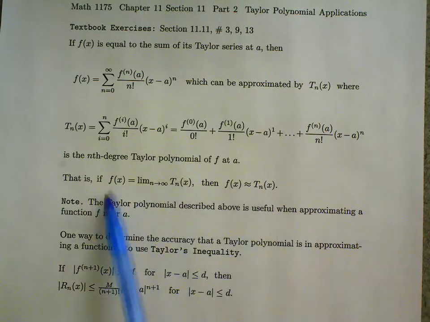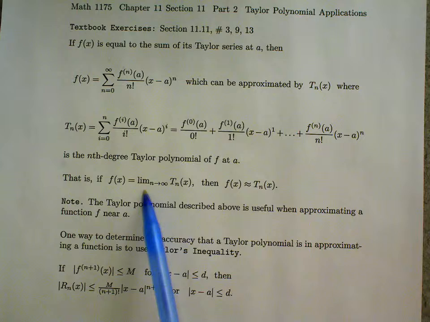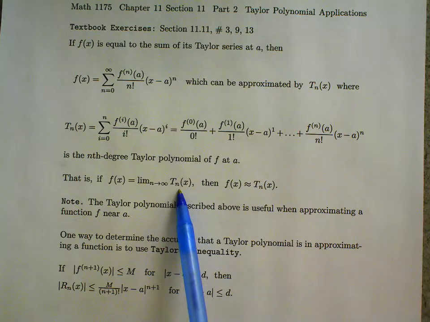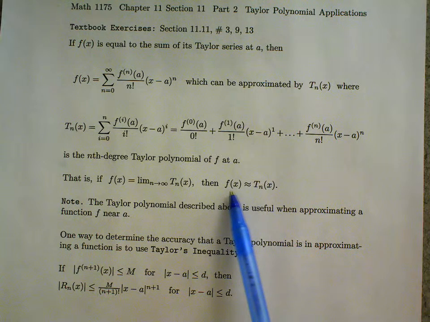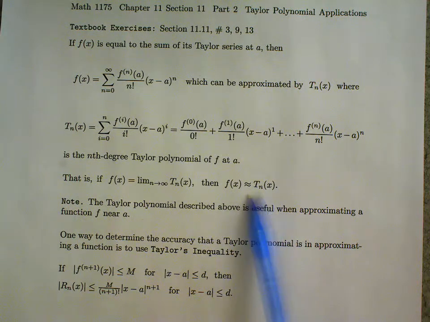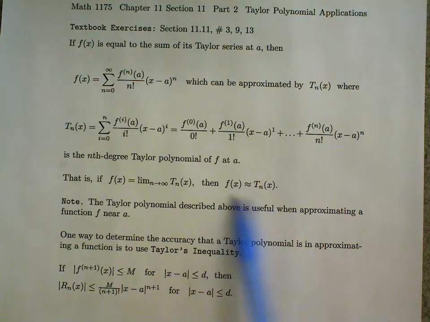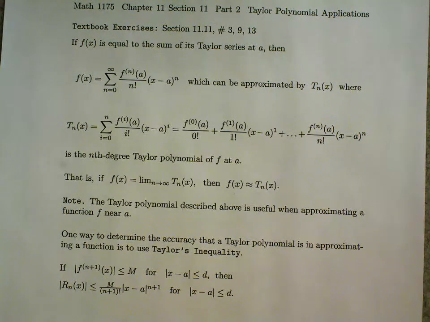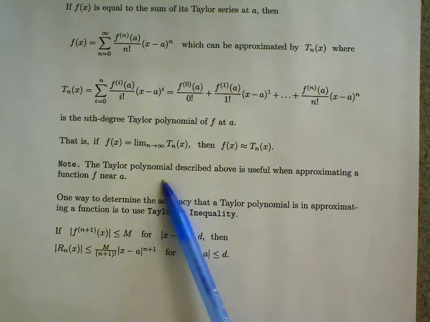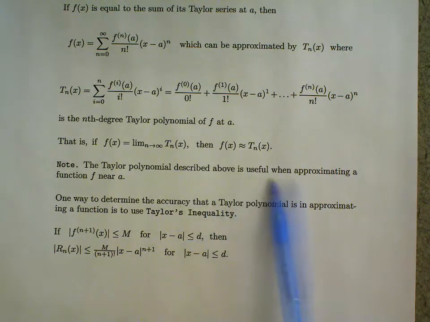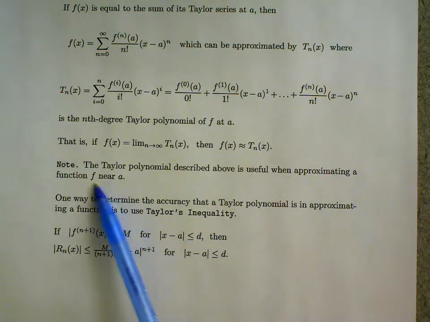And as we know, if f of x is equal to the limit of the nth degree Taylor polynomials as n approaches infinity, then f of x can be approximated by any of the Taylor polynomials. But the larger the n, the better the approximation. Okay, the Taylor polynomial described above is useful when approximating a function f near a.